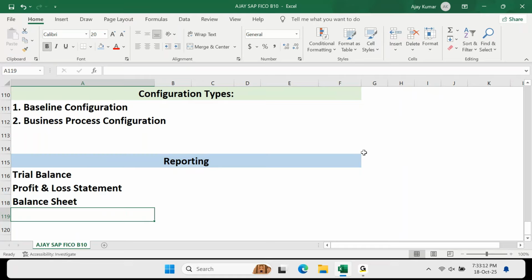Similarly, what kind of entries are they posting, and what kind of reports are they preparing as of now? There may be reports prepared on a daily basis. There may be reports prepared on a weekly basis. There may be reports prepared on a monthly basis. Correct or not? Right? You have reports on a daily basis, a monthly basis, a weekly basis.